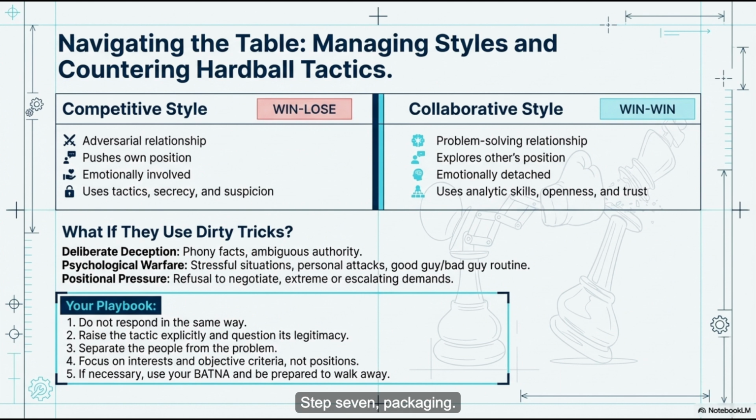Step 7, packaging. We've tested the issues. We know the tough ones. What now? The rule here is avoid closing issues one by one. Really? Why not lock in the easy wins? Because if you solve all the easy stuff first, you've got no trading chips left for the hard issues. You lose your leverage. The strategy is to group issues together to test package deals.